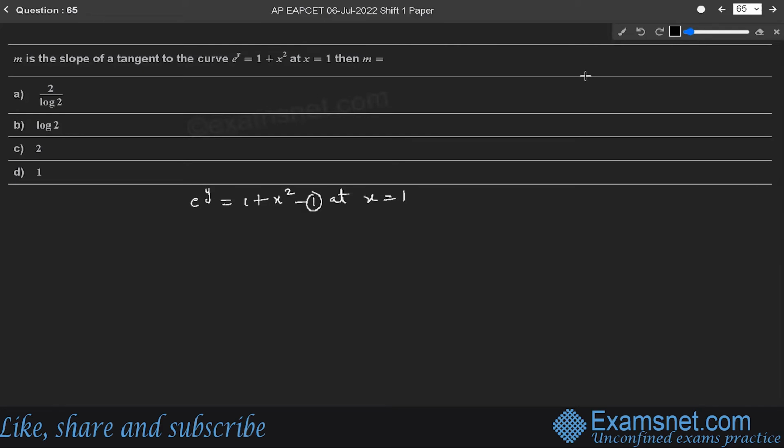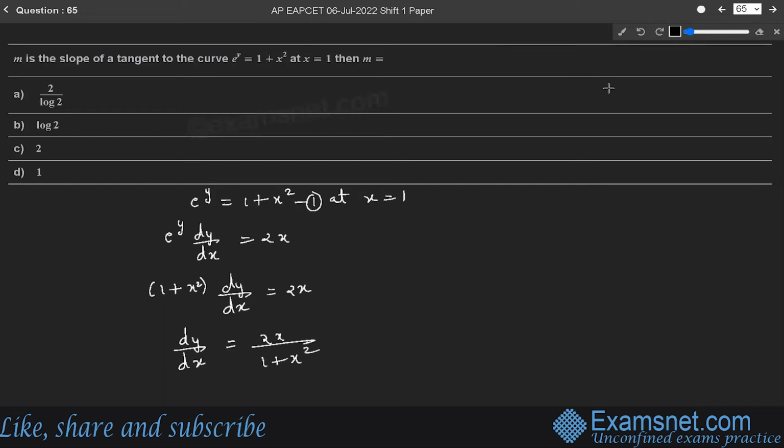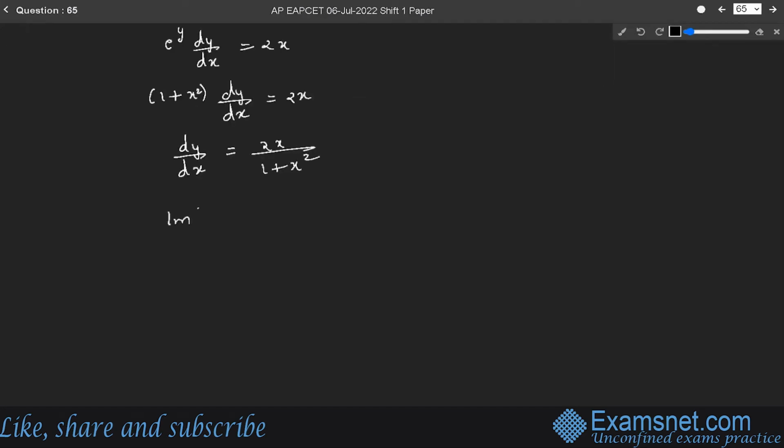Now differentiating it with respect to x, it becomes e^y dy/dx = 2x. So it will be (1 + x²) dy/dx = 2x. From equation number 1, we have substituted the value for e^y. Therefore, dy/dx will be equal to 2x/(1 + x²). Now, let |m| = 2|x|/(1 + |x|²).